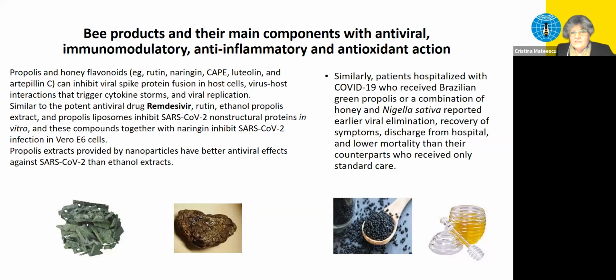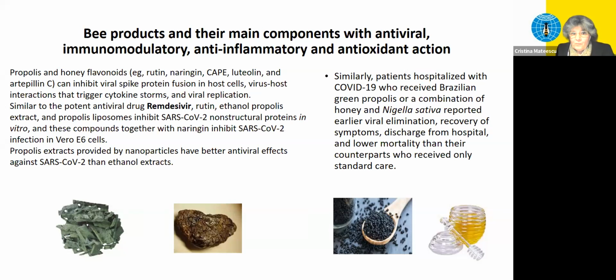Propolis and honey flavonoids, for example rutin, naringin, kaempferol, luteolin, and artepillin C in green Brazilian propolis, can inhibit viral spike protein fusion in host cells, virus-host interactions that trigger cytokine storms, and viral replication. Similar to remdesivir, a rutin, ethanol propolis extract and propolis liposomes, which I have already spoken about, can inhibit SARS-CoV-2 non-structural proteins in vitro. That was the result of the study. And these compounds, together with naringin, inhibit SARS-CoV-2 infections in Vero E6 cells that have been used in the study.